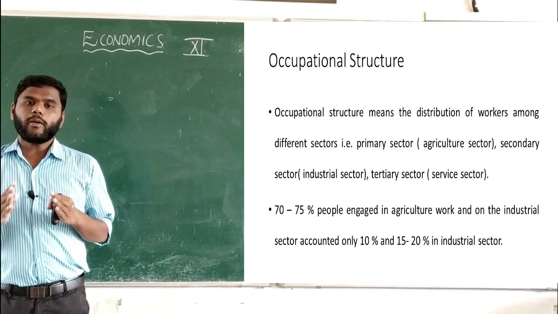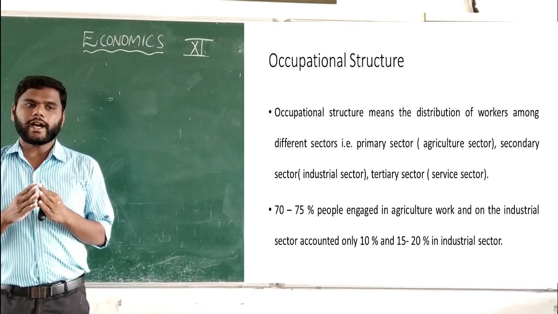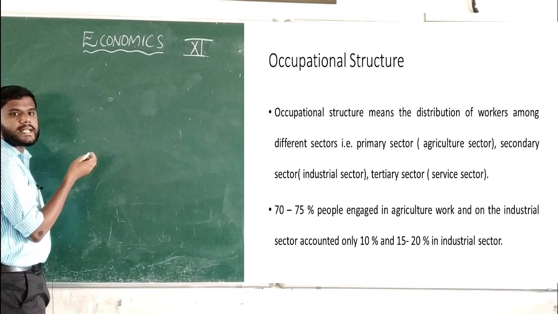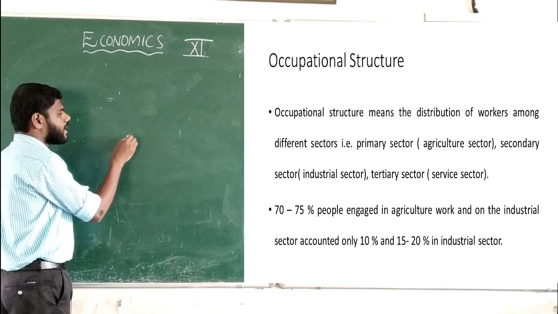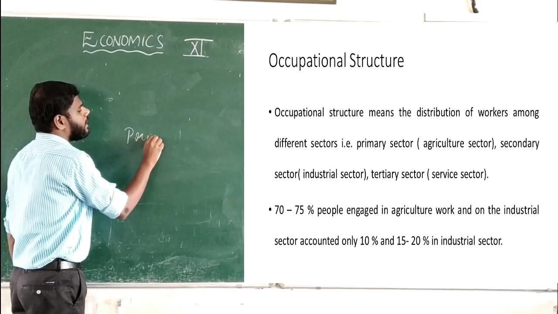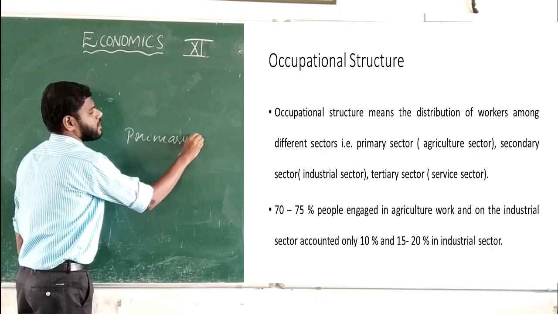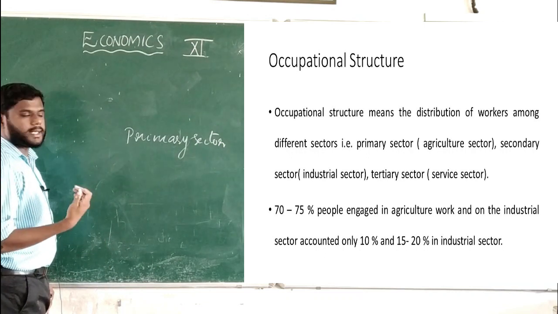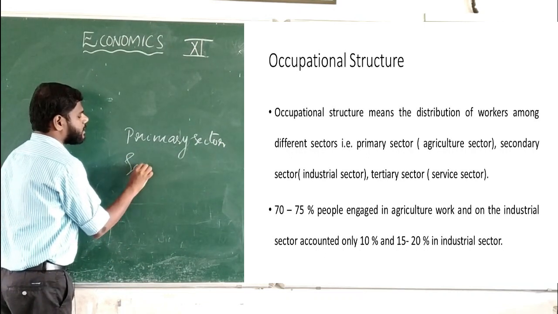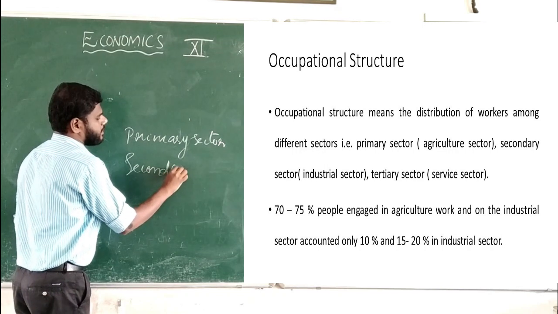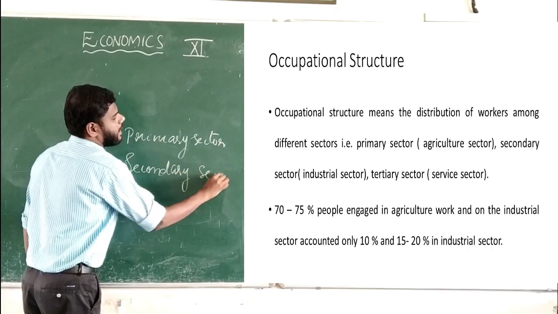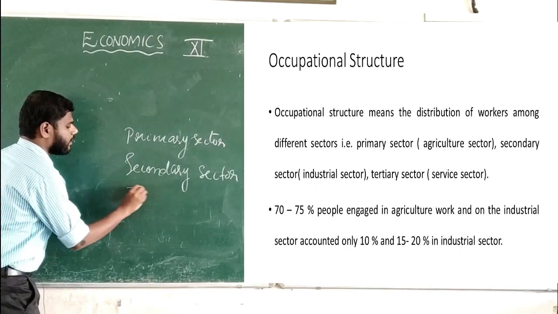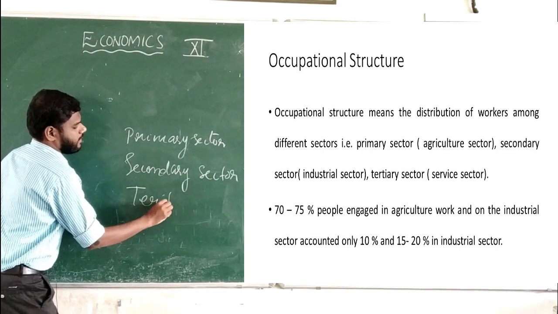See, economic activity can be classified into 3 sectors. Economic activity 3 sectors ആയിട്ട് ക്ലാസിഫൈ ചെയ്യാം. The first one is primary sector, and it is giving importance to agriculture. And the second one is secondary sector, and it is giving importance to industries. And third one is tertiary sector.